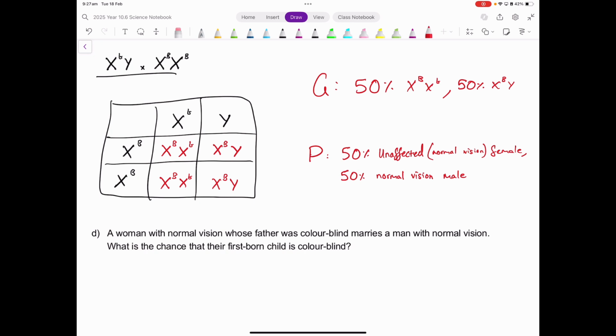What if I said, what is the chance for a male who is normal vision? The answer would be 100%. What about for a male who is red-green colorblind? 0%. Okay, there is no chance, no probability for that.